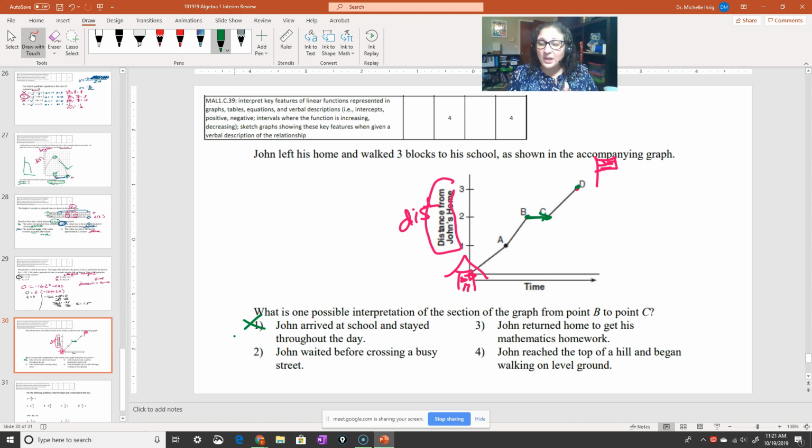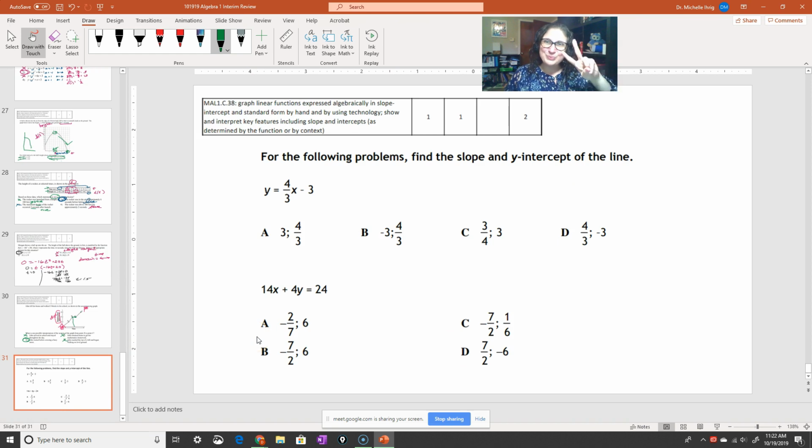Let's look at another one. John returned home to get his math homework. Oh, math homework. Well, in order for John to return home, he has to have gone back to his house. He didn't go back to his house, so it can't be number 3. John reached the top of the hill and began walking on level ground. There's nothing here that talks about height. Everything is distance, so that is just there to throw you off. So the answer is choice number 2. Okay, if you have questions, please let me know.